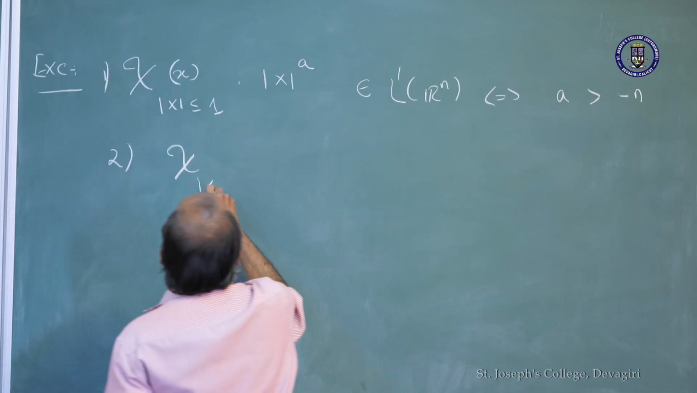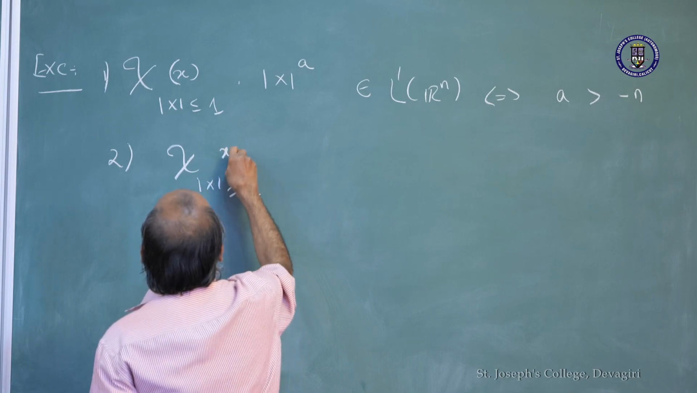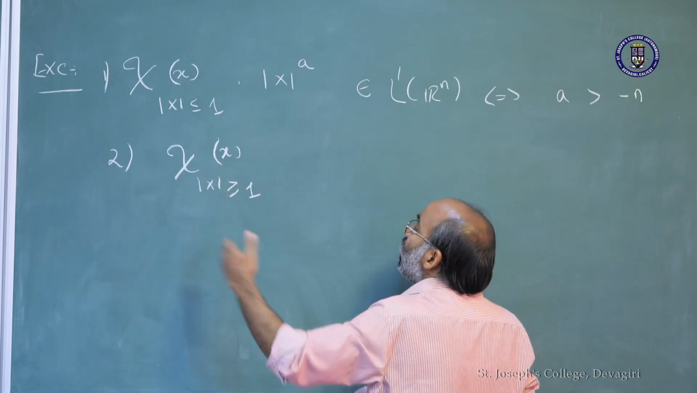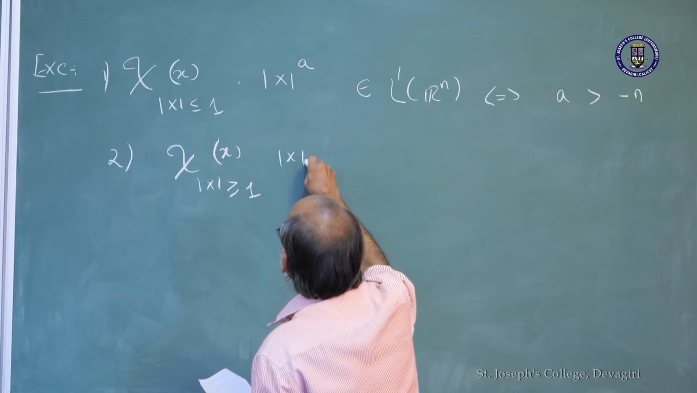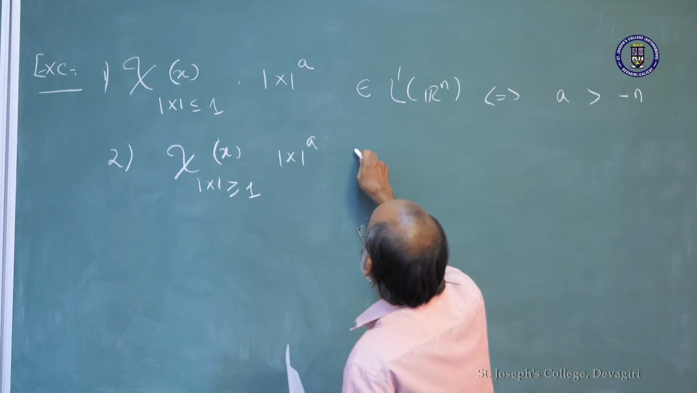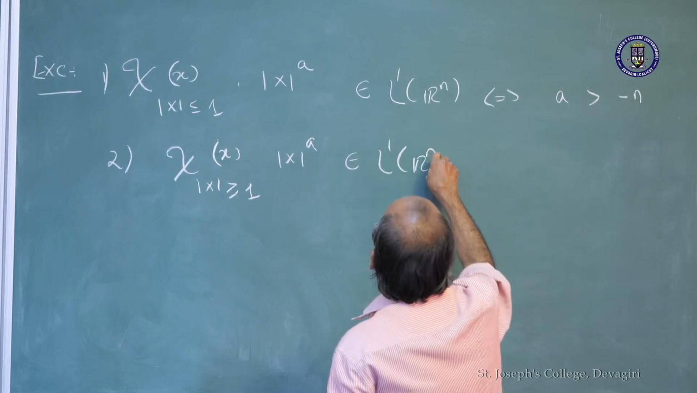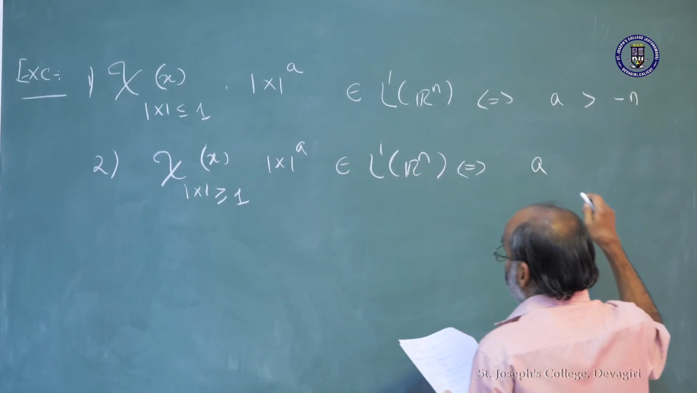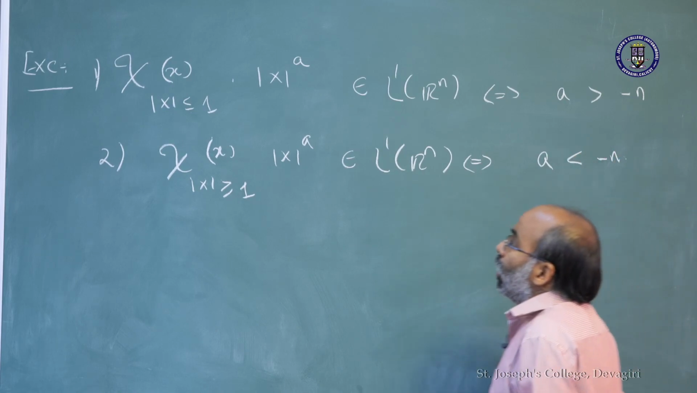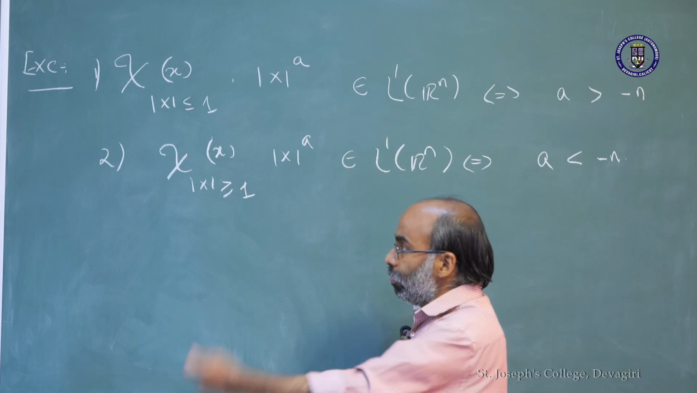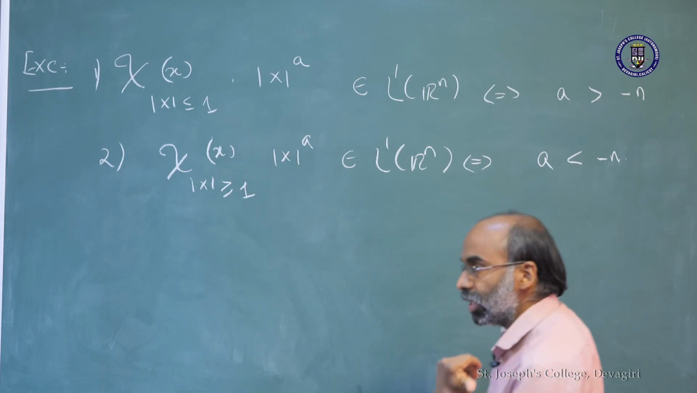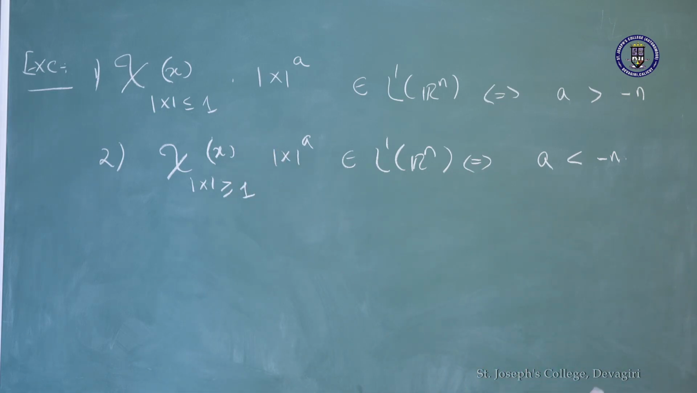So, if I look at mod x greater than or equal to 1, okay, so that is the characteristic function of the complement of the unit ball times mod x to the a. Well, at infinity it should decay, right. So, a should be as negative as possible. So, that is in L1 of Rn if and only if a is less than minus n, right. So, it is like 1 by x to a power more than 1 on the real line, and similarly near 0 it should be less than 1, right. So, that is all written there.